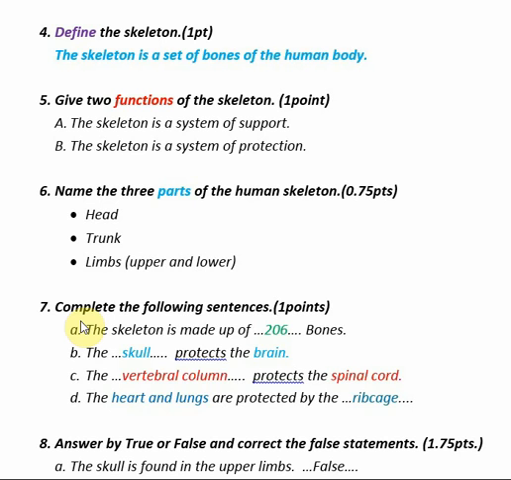In number 7, you are going to complete the sentences. The skeleton is made up of 206 bones. The skull protects the brain. The vertebral column protects the spinal cord. The heart and lungs are protected by the rib cage.